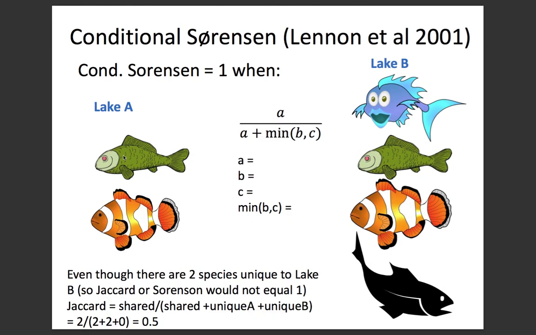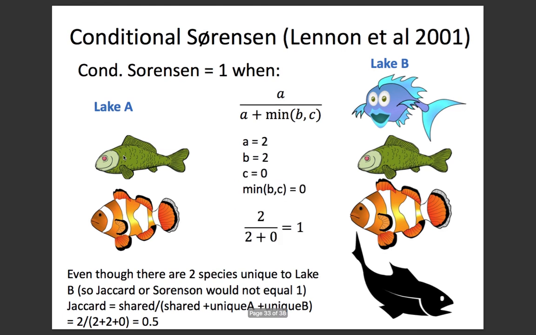So here's an example of one of these. We have Lake A and we have Lake B. One site has 2 species, the other site has 4 species. So even though there are 2 species unique to Lake B, Jaccard and Sørensen would never equal 1.